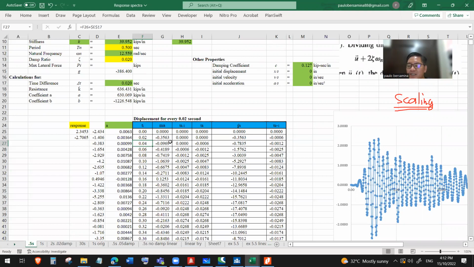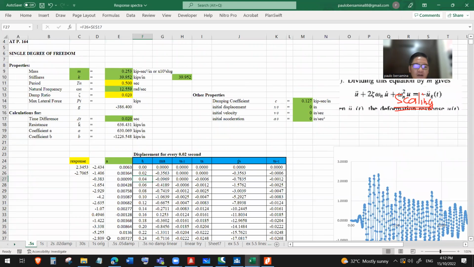0.001 pa, no? Ganun sila ka-accurate. Okay? Now, this sheet is 0.5 seconds. So meaning this Excel sheet that's open right now is for let's say a 5-story building, no? About 0.5 second na period. So how do I get that?